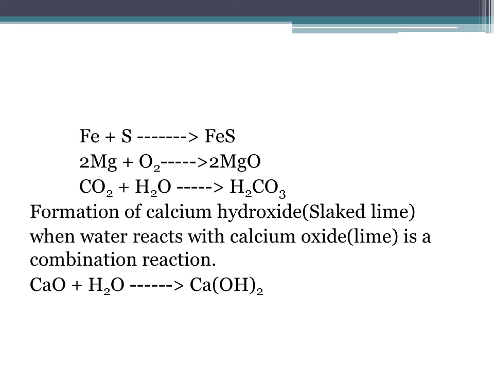Formation of calcium hydroxide or slaked lime. When water reacts with calcium oxide, it is a combination reaction, and the equation is CaO plus H2O gives Ca(OH)2. CaO is known as calcium oxide or lime. Ca(OH)2 is known as calcium hydroxide or slaked lime.